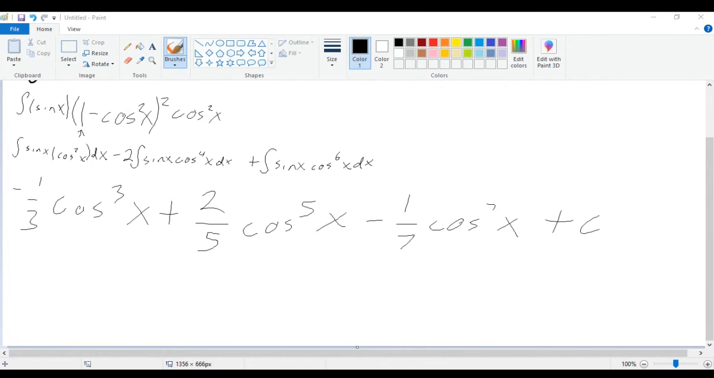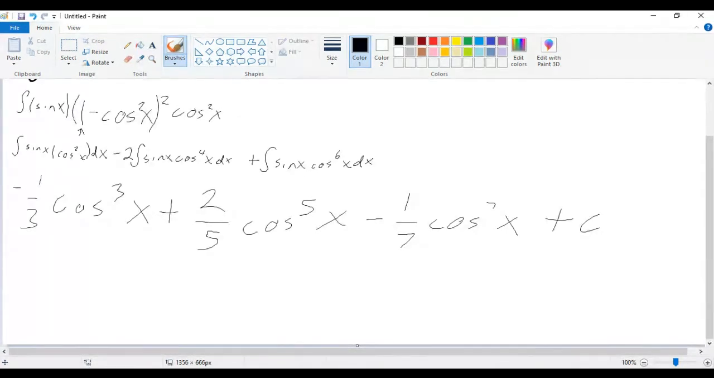How did I get the 2/5? Good question. If we take a look at this second integral, we have the integral of sine to the 4th x. Oh dear, that's not quite right. Integral of sine x cosine to the 4th x dx.